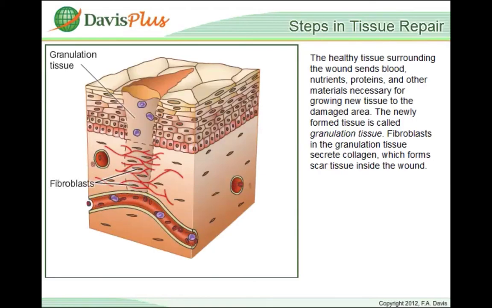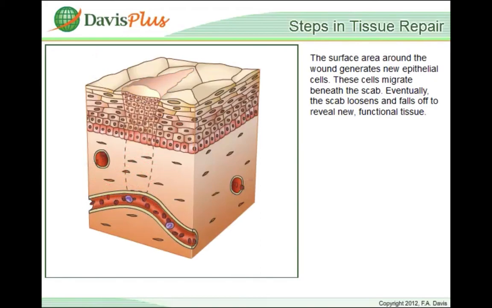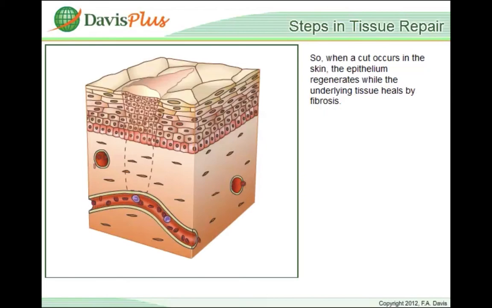Fibroblasts in the granulation tissue secrete collagen, which forms scar tissue inside the wound. The surface area around the wound generates new epithelial cells. These cells migrate beneath the scab. Eventually, the scab loosens and falls off to reveal new, functional tissue. So when a cut occurs in the skin, the epithelium regenerates while the underlying tissue heals by fibrosis.